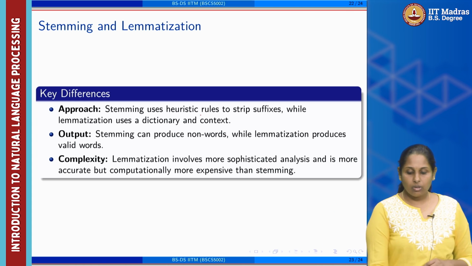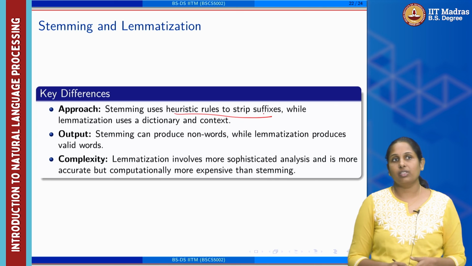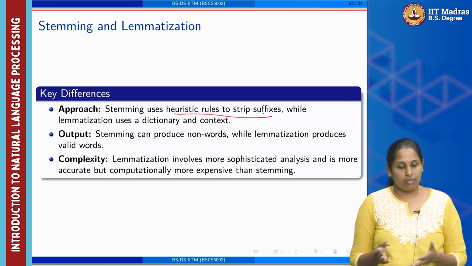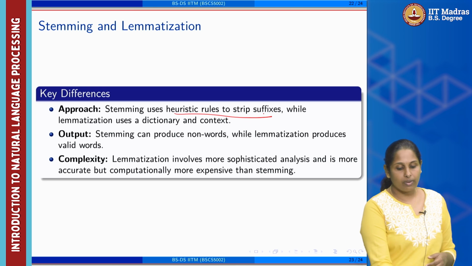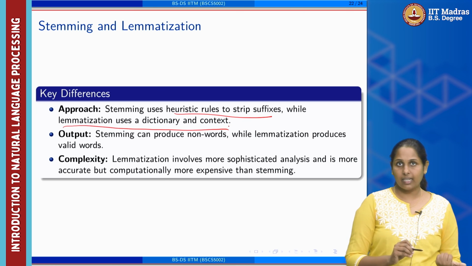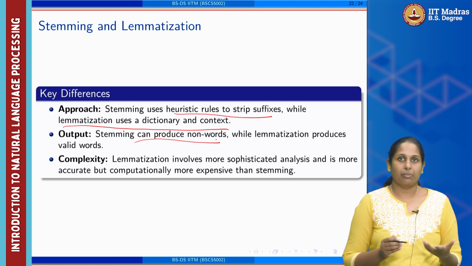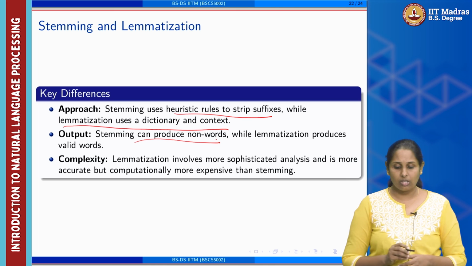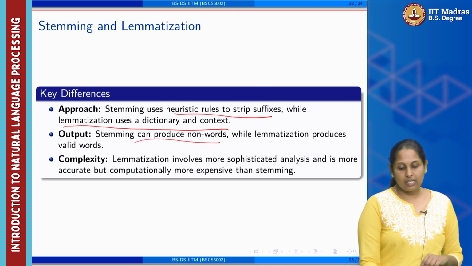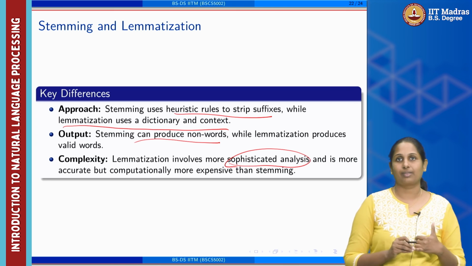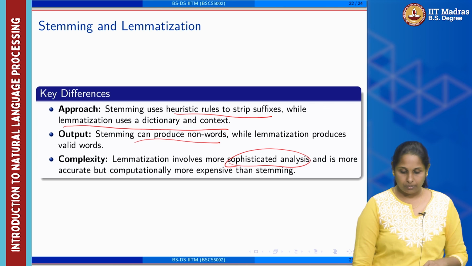So stemming uses heuristic rules to strip suffixes. That means if we can identify what kind of suffixes a language has, we can easily identify them, whereas lemmatization uses a dictionary and also context. So stemming can produce non-words, that means you will not accept it as a word in isolation, but lemmatization produces valid words. Though the complexity is that lemmatization involves more sophisticated analysis, sometimes more accurate, but on the other hand more expensive than stemming. Okay.